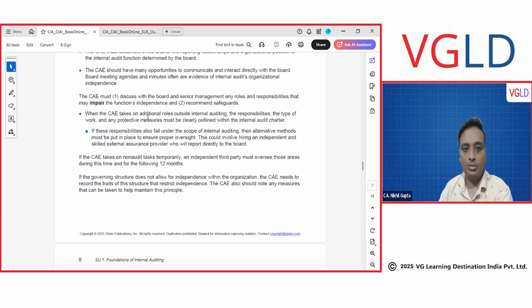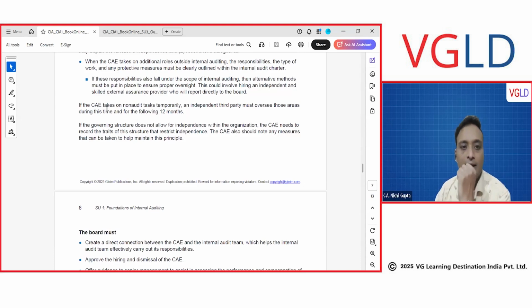If these responsibilities also fall under the scope of internal auditing, then alternative methods must be put in place to ensure proper oversight. This could involve hiring an independent and skilled external assurance provider who will report directly to the board.